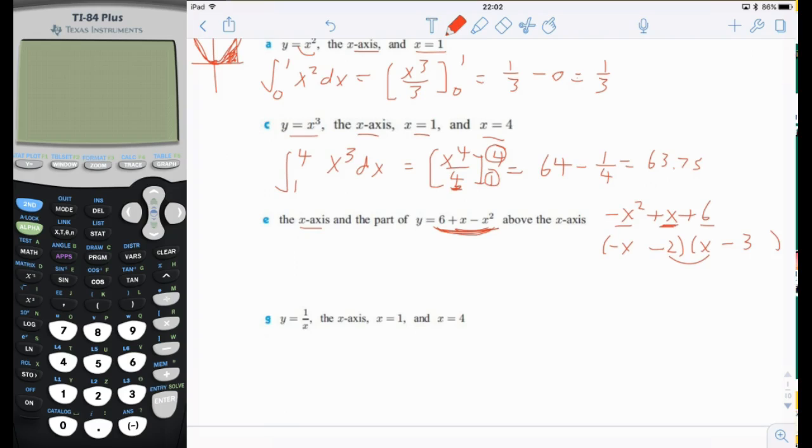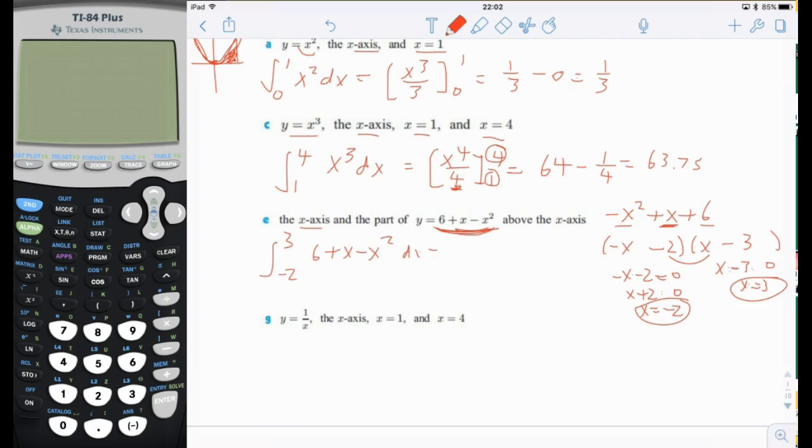The x-intercepts are going to be x minus 3 equals 0. So one of the solutions is x equals 3. The other solution is negative x minus 2 equals 0, so that would be x plus 2 equals 0. So x equals negative 2. So our two numbers are negative 2 and 3. So we're going to take the integral from negative 2 to 3, and the function is going to be 6 plus x minus x squared.